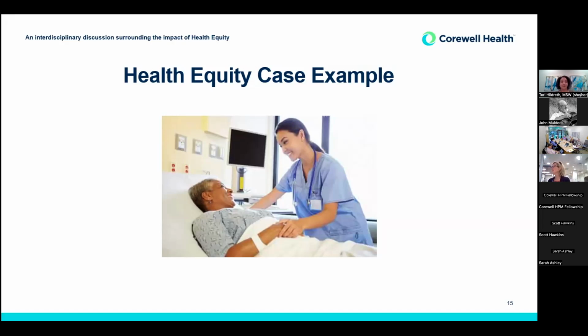So as Tori mentioned, I'm going to walk us through an actual example that our team had in 2022 here at Corewell. Just to give you a little bit of my background, I've been a social worker here at Corewell since 2007, and I've been a social worker with the palliative care team since 2019. And I met this patient in 2022.